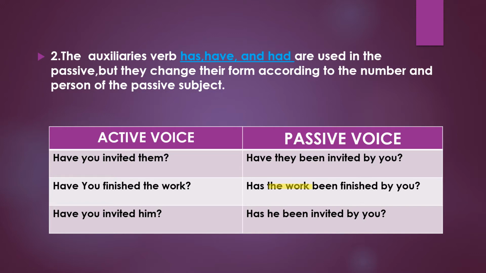Have you invited him? So here, him takes the place of the subject in passive voice, and with he we use has. Okay, with he, she, it we use has. So just because it is he, we use has here. So ultimately, has, have and had in passive voice are used according to the person and number of the subject of passive voice.